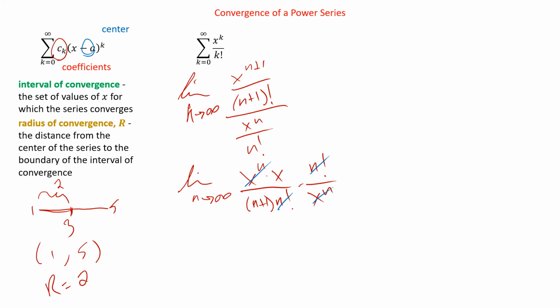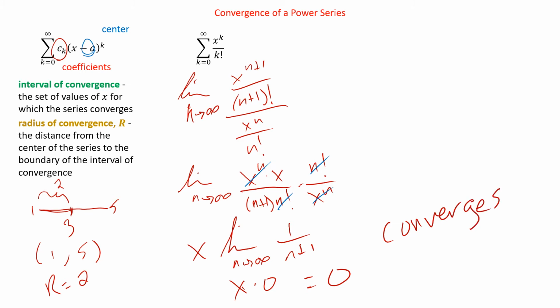Notice the limit is n goes to infinity. X is not a part of that limit, so we can take it out of the limit. We can move it out to the front. So we have x times the limit as n goes to infinity of 1 over n plus 1. What does the limit as n goes to infinity of 1 over n plus 1 do? That goes to 0, so we end up with essentially x times 0, which equals 0. That means that the limit is less than 1, which means that this converges.